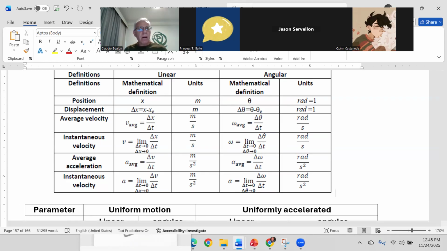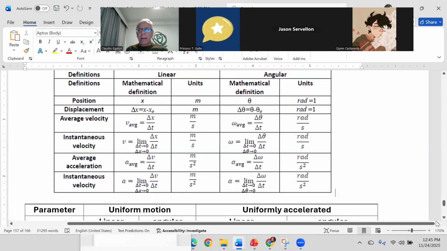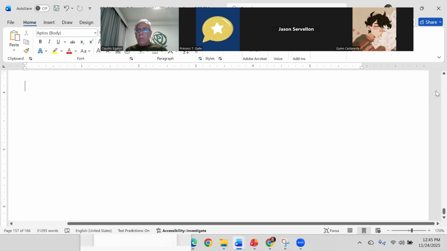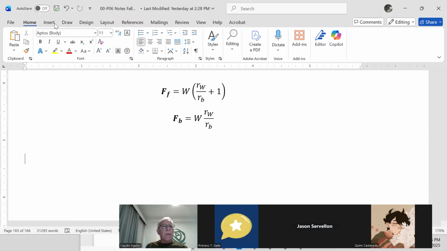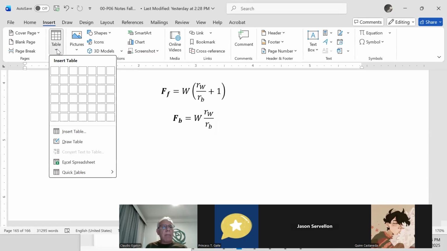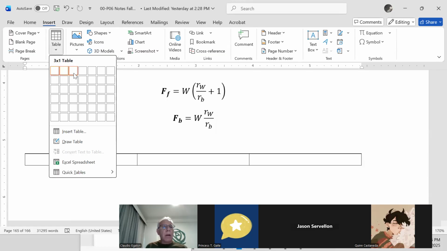Newton's first law applied to the linear case and the angular case, right? That's what we need. So we have 5 more minutes to go. Let's see if I can draw this table and add Newton's first law for the linear case and Newton's first law for the angular case. Insert table 1, 2, 3.